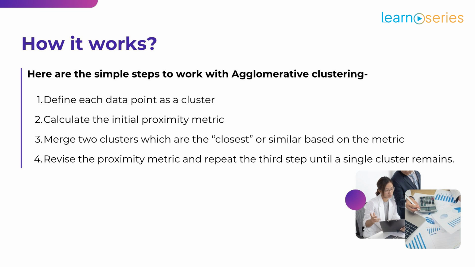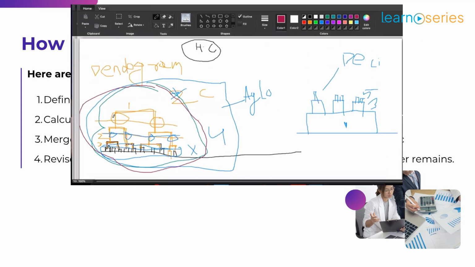Calculate the initial proximity matrix. Proximity is nothing but a distance metric. Merge two clusters which are the closest or most similar based on the metric. This merging can be done with single linkage, complete linkage, or average linkage. Revise the proximity matrix and repeat the step until a single cluster remains.